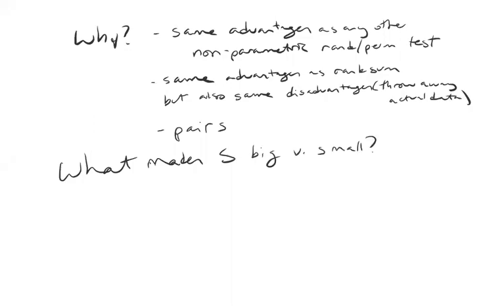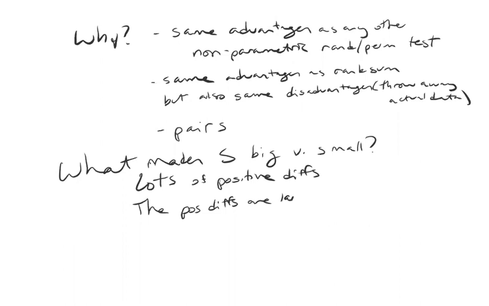So S will be big if you have lots of positive paired differences, and those differences are big. So lots of positive differences. The more positive differences there are, the bigger S will be. And also, the positive differences are large in magnitude.